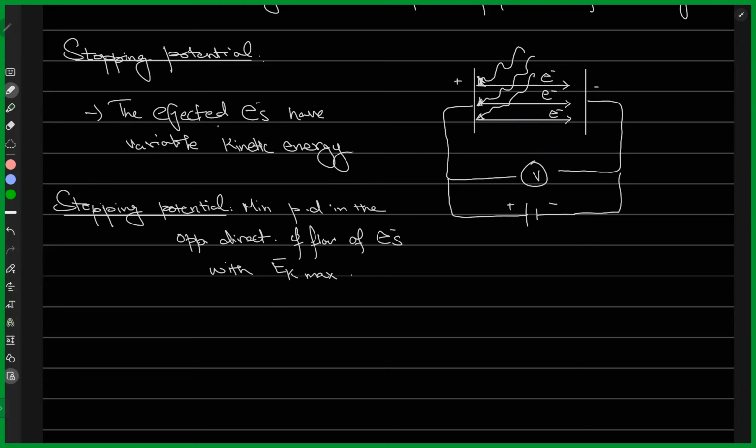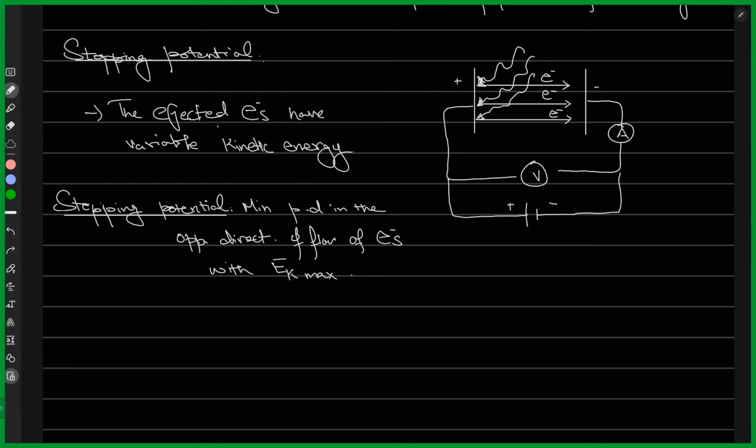It results in a drop of current if I connect an ammeter over here as well, and you measure the current. It makes sense, because what is current? It is the total number of charges flowing per unit time. If I stop this flow of charges, then it would take time for the electrons to reach this negative plate, because there is some stopping potential opposing that direct motion. So the current is expected to decrease.